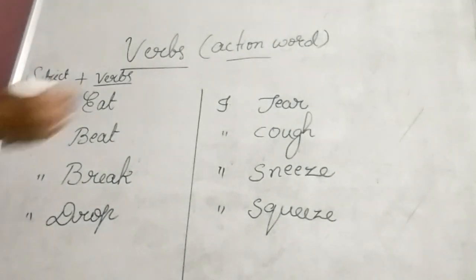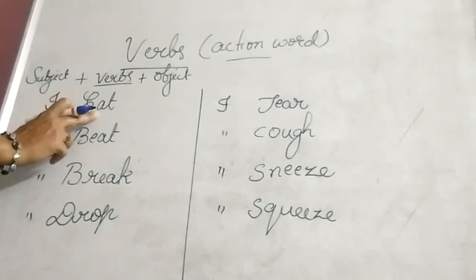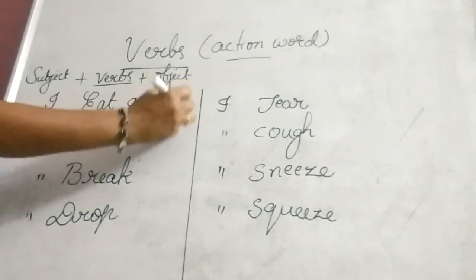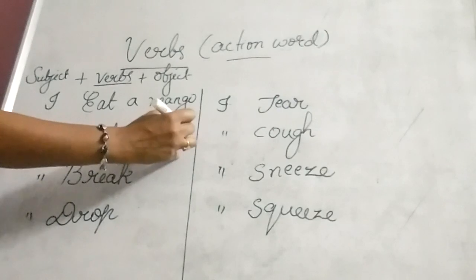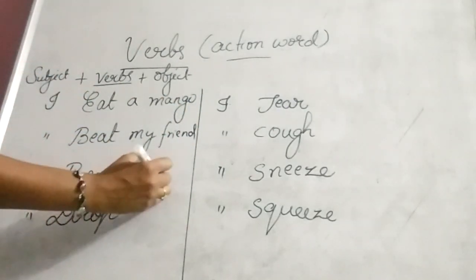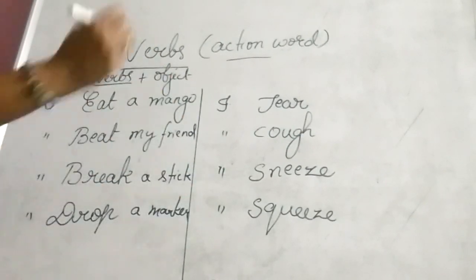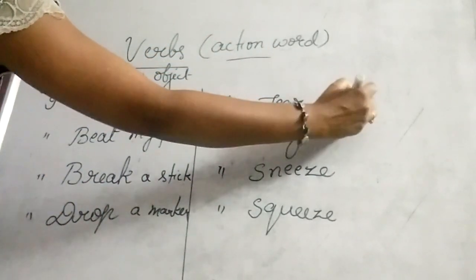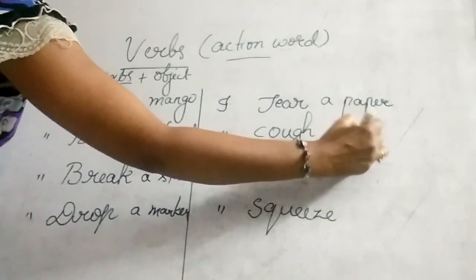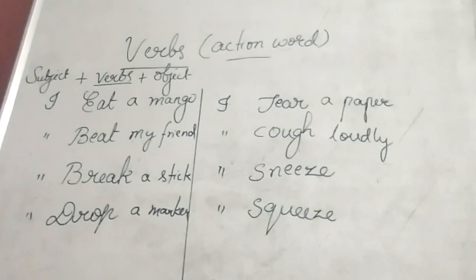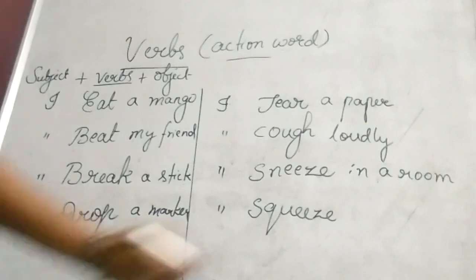I eat. I can add an object. I eat, what do I eat? I eat a mango. I beat my friend. I break what? I break a stick. I drop a marker. I tear a paper. I cough loudly. I sneeze in a room. I squeeze a lemon.